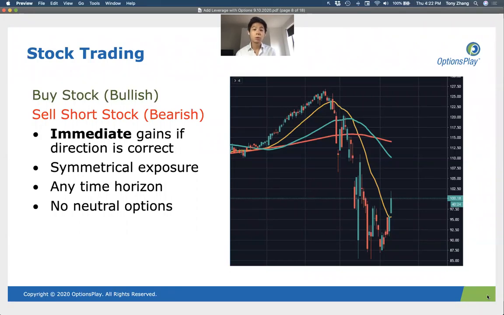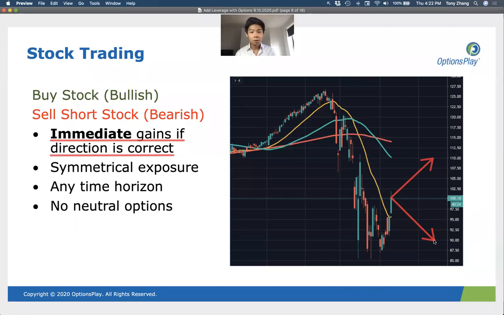Now, what does having bullish or bearish exposure really mean? It actually means that you get immediate gains if you get the direction correct, meaning if you buy a stock and the stock goes up, even by a penny, you start making money. On the flip side, if it goes down by even a penny, you start losing money. And you have symmetrical exposure, meaning if the stock goes from 100 to 110, you'll make $10. If it goes from 100 to 90, you lose $10. It's equal as far as how much money you make or lose depending on whether the stock goes up or down by that amount. So, symmetrical exposure.